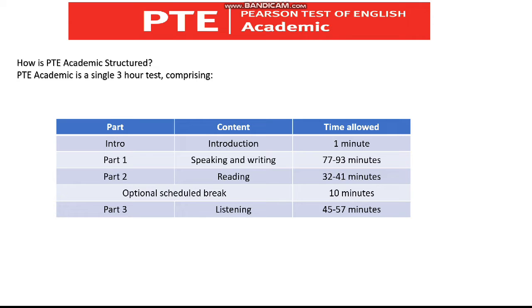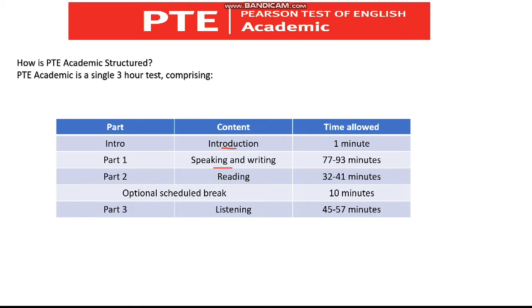PTE consists of 3 parts. The first part is speaking and writing, the second is reading, and the third is listening. Before starting the first part, you will get an introduction of 1 minute, in which you have to speak about yourself. What's your name, your qualification, you can talk about your aim. So you have to speak up to 1 minute, and after that you will get your speaking.